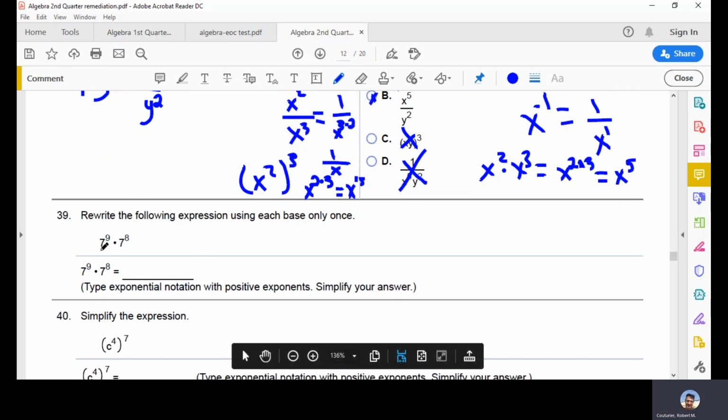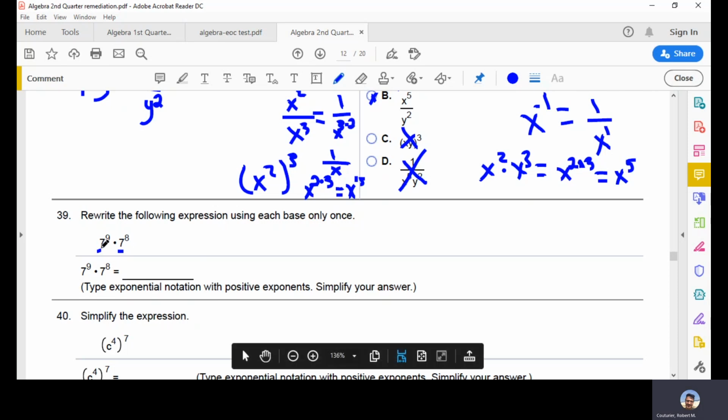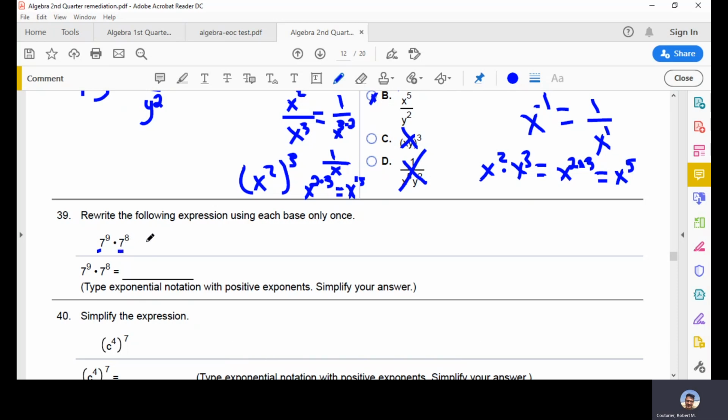Here we go. Look, this time the base is 7. Great. We can definitely do that. They want you to type your answer using positive exponents. Simplify your answer. So here we go. We're going to have what? 7 to the 9th power, 7 to the 8th power. So it's 7 to the 9 plus 8 power.